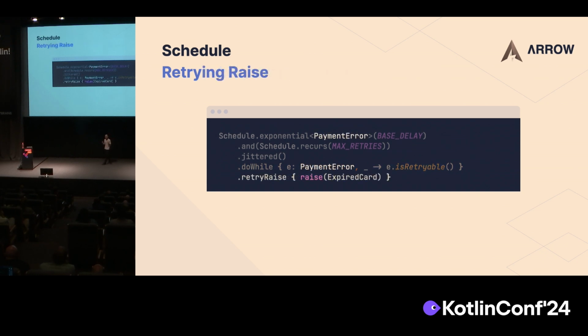But a schedule can also be reused for retrying typed error handling. So we can simply replace our SQL exception with a typed error that does not participate in the throwable hierarchy, and we can use retry raise to retry any typed error code that we have. For example, our receive payment method from before.